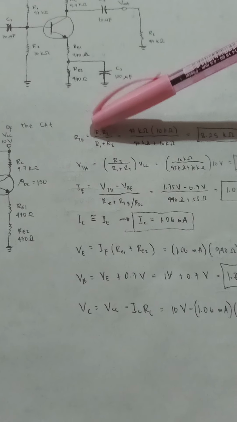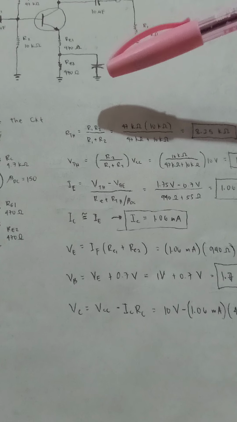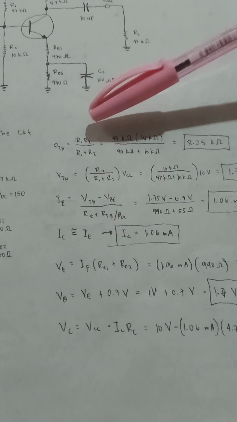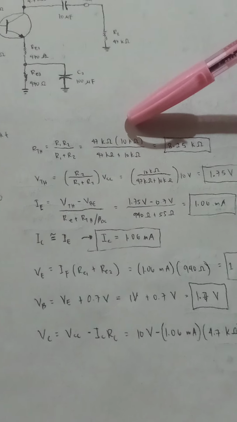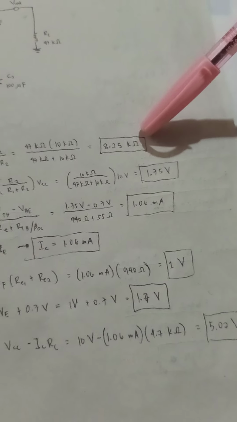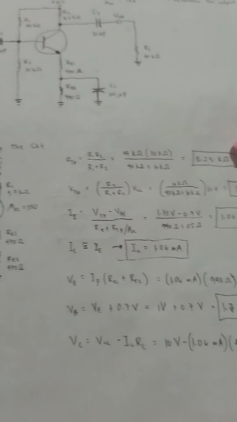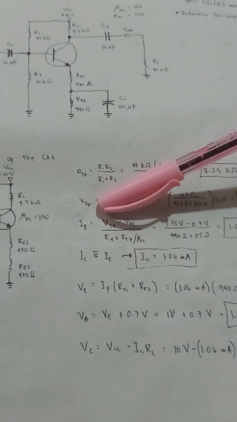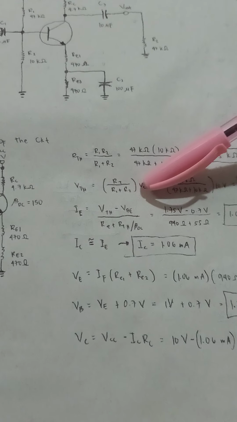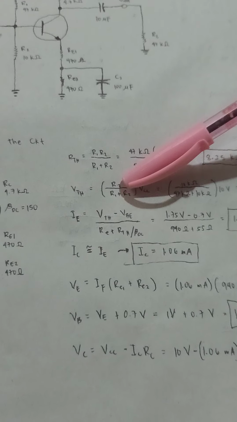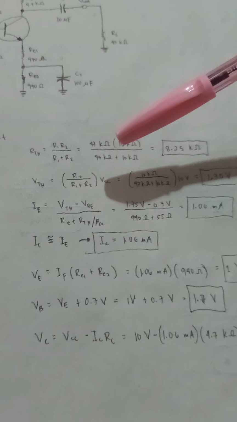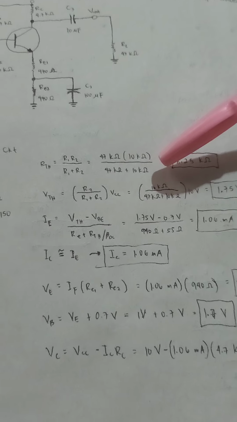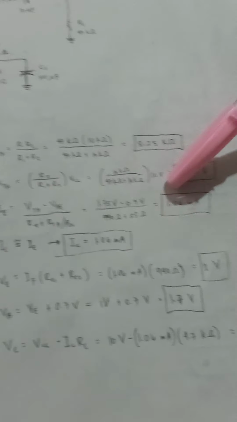So RTH, the Thevenin resistance, is equal to R1 multiplied by R2 over R1 plus R2. So RTH is equal to 8.25 kilo ohms. And for the Thevenin voltage, it's equal to resistance 2 over resistance 1 plus resistance 2, multiplied by VCC. So VTH is equal to 1.75 volts.